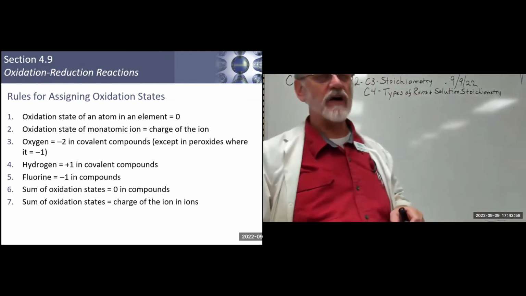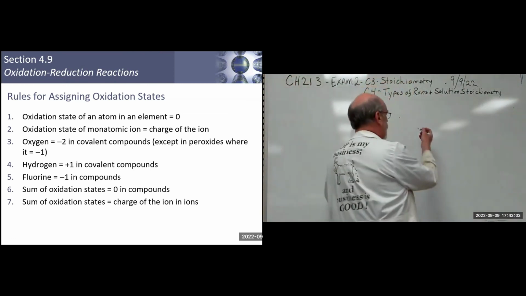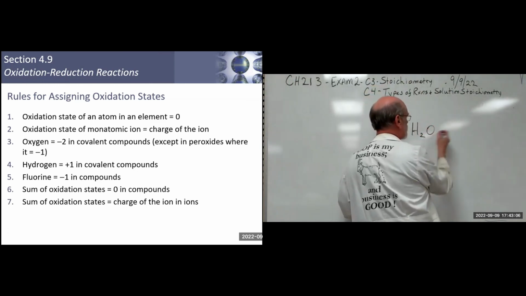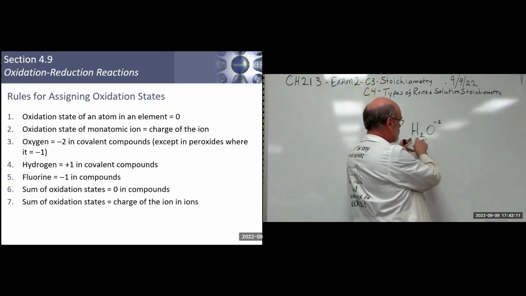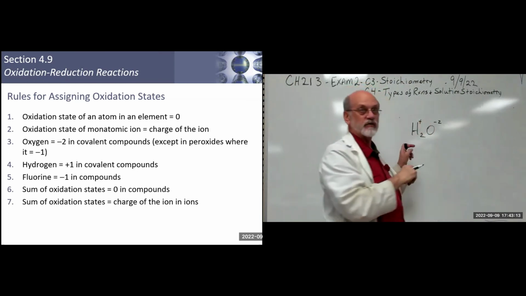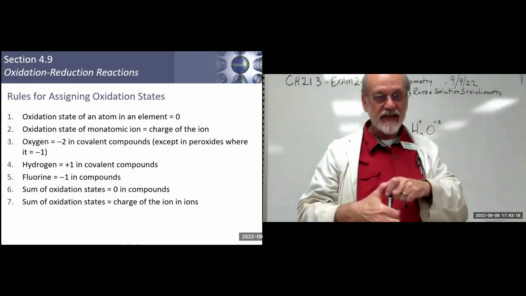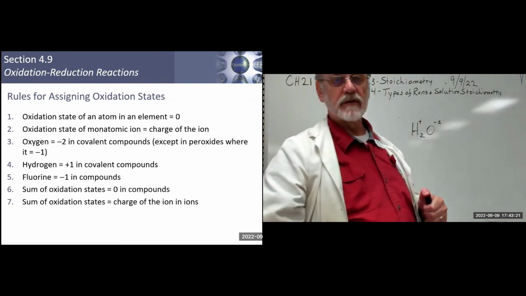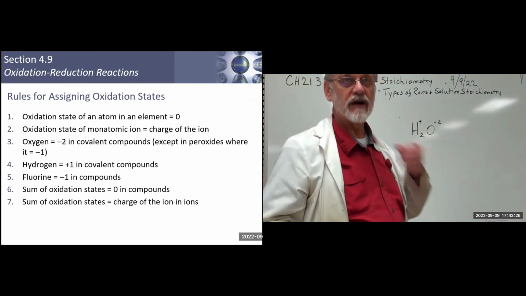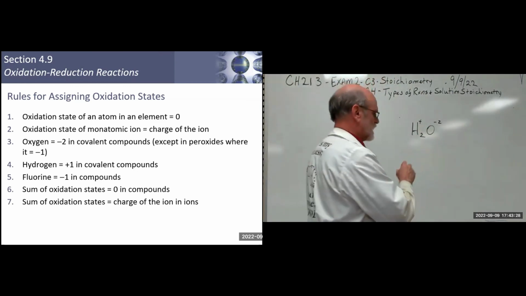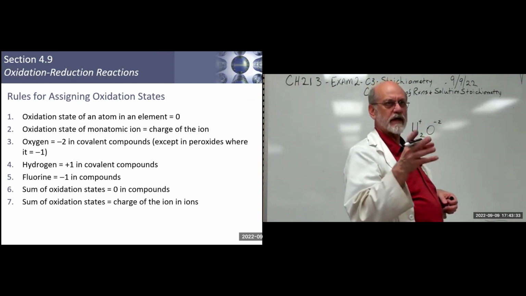In most compounds, oxygen is given an oxidation number of -2. So for water, this would be -2. And that means hydrogen would have to be an oxidation state of +1, because there are two of them to balance. And that's the case with most hydrogen compounds. Hydrogen will be +1 unless it's combined with a metal.